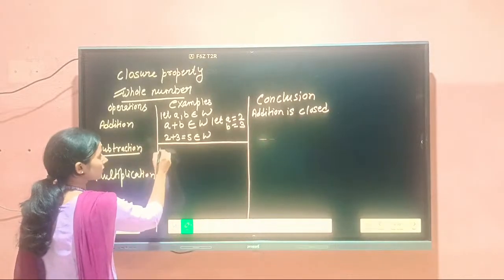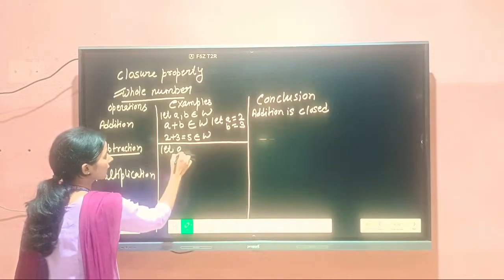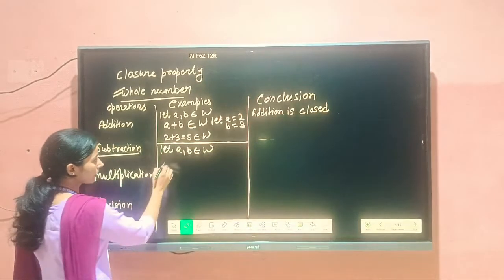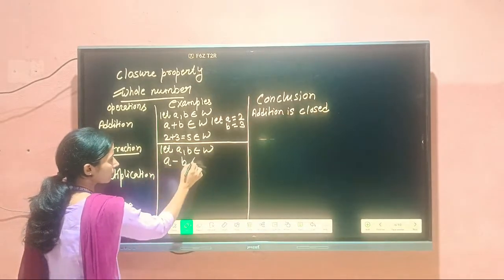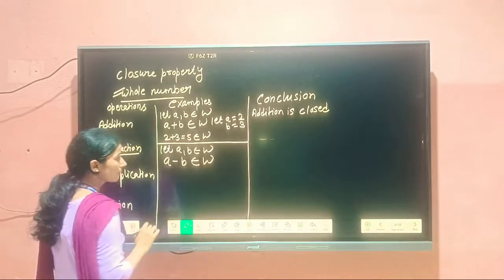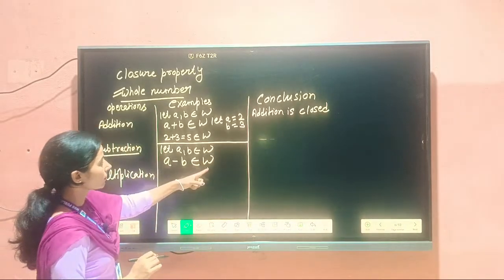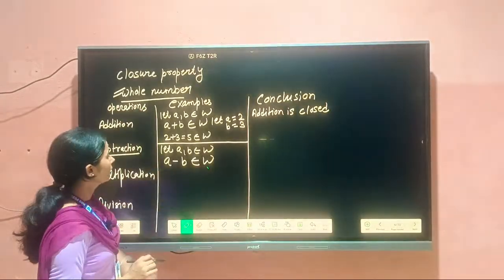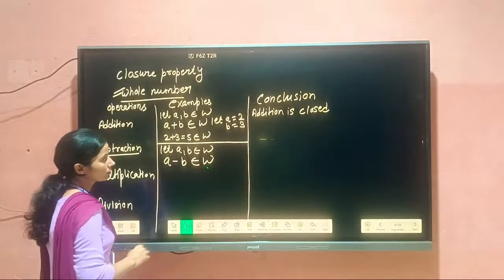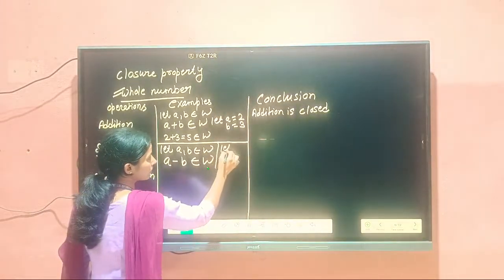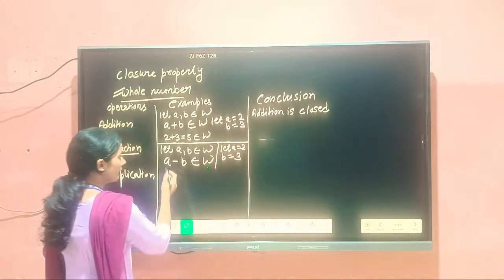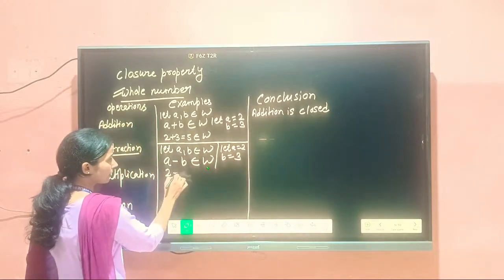Further, same property we will discuss for subtraction, under operation subtraction. For whole numbers, let A and B belong to whole numbers. Then according to this property, their subtraction must belong to whole numbers. If this subtraction belongs to whole numbers, then we will say subtraction is closed for whole numbers, otherwise no. Let us verify this with a particular example. Let A equals 2 and B equals 3.